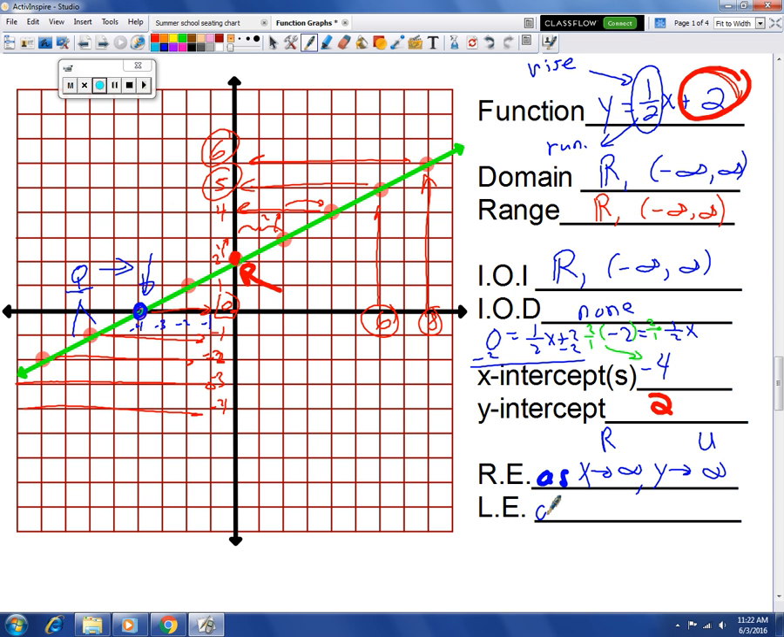Alright. Left-hand behavior is x going to the left. So say negative infinity, that means we're going to the left. This time the graph is going down. Okay? Good.